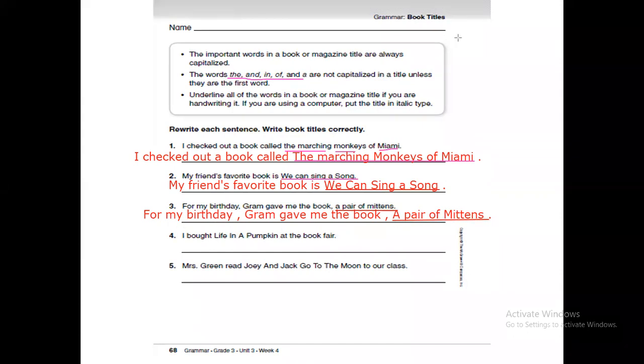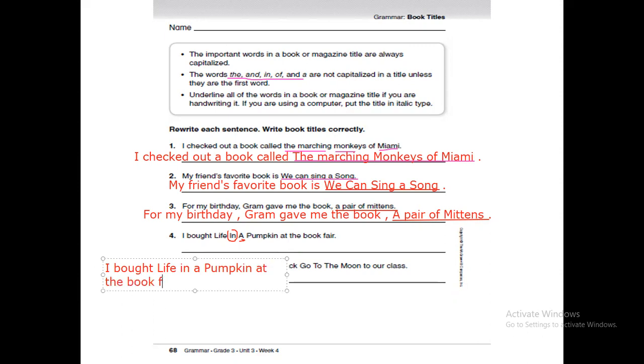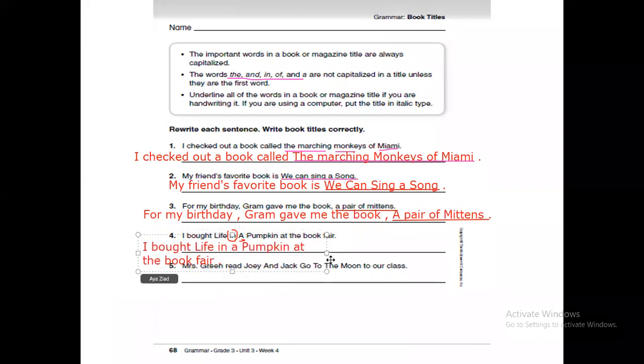Number 4, I bought Life in a Pumpkin at the book fair. Here they made a mistake. They capitalized the letter A and they capitalized the preposition in. We will not capitalize them. Let's fix this mistake. I bought Life in a Pumpkin at the book fair. This is the title of the book. Let me put it on the line and underline the title. So let's underline it. Life in a Pumpkin.